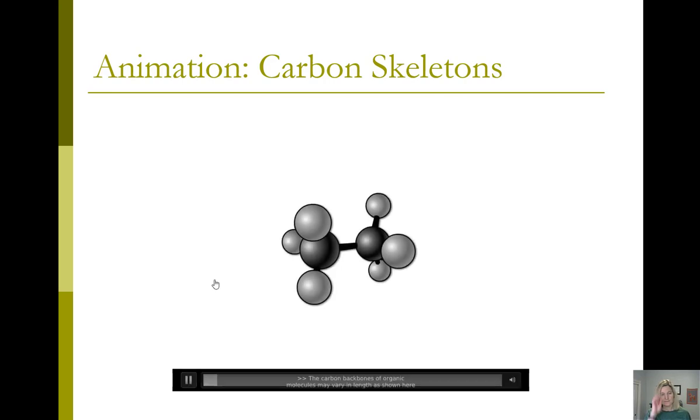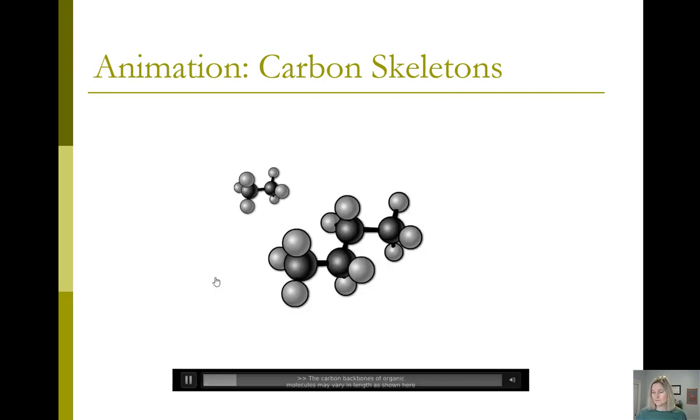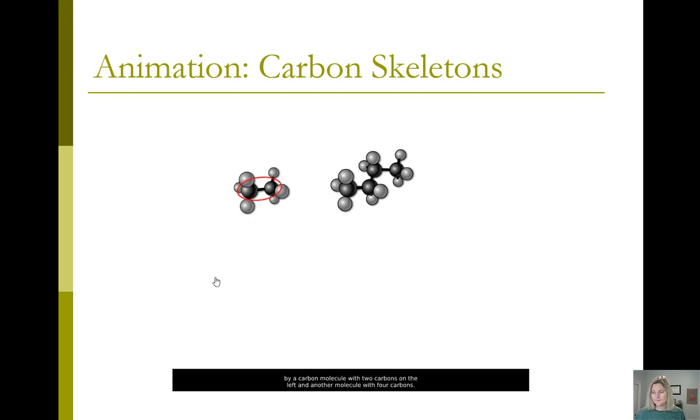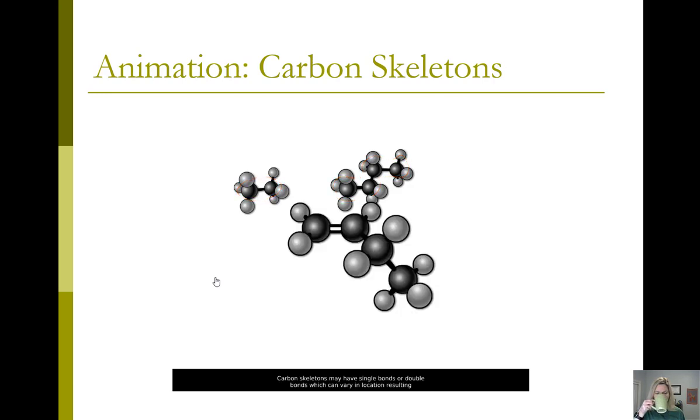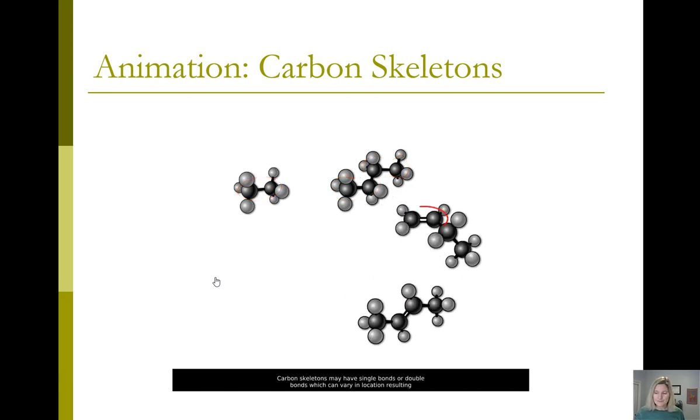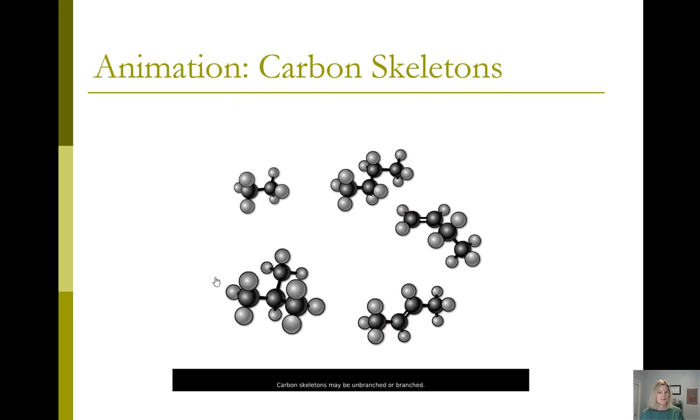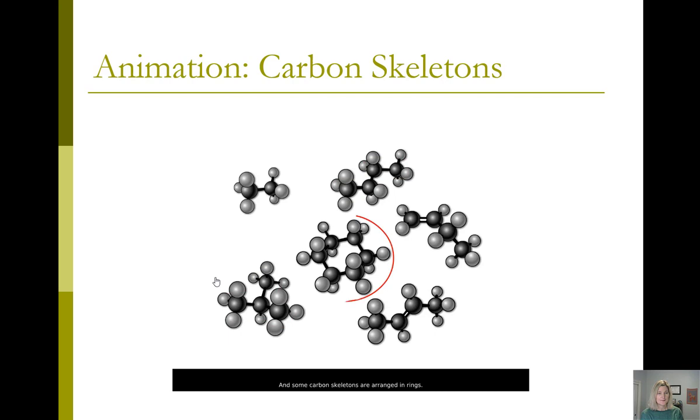The carbon backbones of organic molecules may vary in length, as shown here by a carbon molecule with 2 carbons on the left and another molecule with 4 carbons. Carbon skeletons may have single bonds or double bonds, which can vary in location, resulting in molecules with different properties. Carbon skeletons may be unbranched or branched, and some carbon skeletons are arranged in rings. Such variation in carbon skeletons is one important source of the molecular complexity and diversity that characterize living matter.